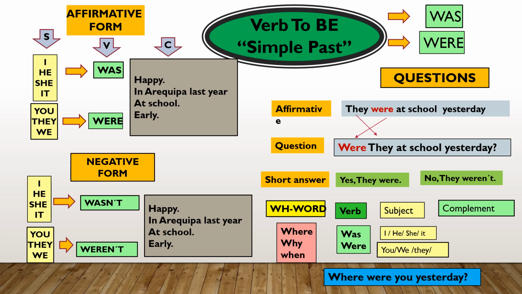Okay, double H questions or double H words. Where, why, when. The verb was or were depends on the subject, the complement, and the time expression. For example, where was my mother yesterday? Okay, why were you in Arequipa last year? When was your birthday? This is the question when you use double H questions, then the verb to be in the past, then the subject. For plural, where were you yesterday? Is another question. Okay, you know this. Just pay attention in the sentences.